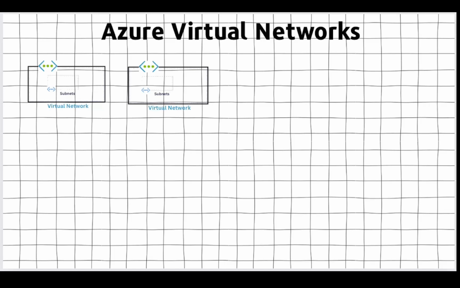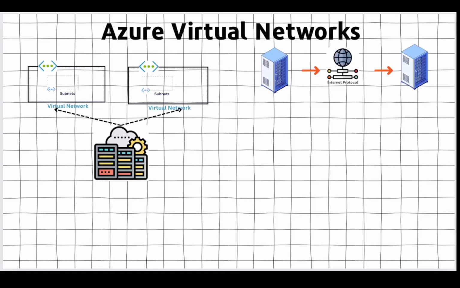You can also create connections between virtual networks, and you can also connect your virtual network to your on-premises data center via different routes like ExpressRoute or VPN. Now, virtual networks support certain protocols.